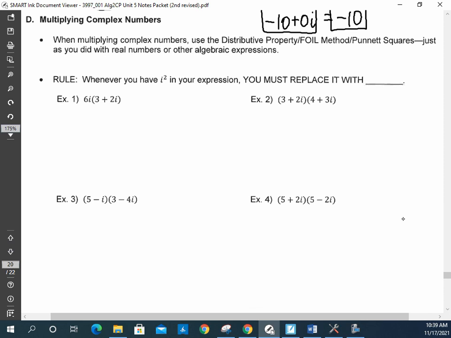Next up is multiplying. Now remember with multiplying, that's distributive property, that's FOIL. If you were taught Punnett squares, you can use Punnett squares. However, remember the rule. If you see i squared pop up in that problem, you must replace it with negative 1. The second you see i squared, you must replace it with negative 1.